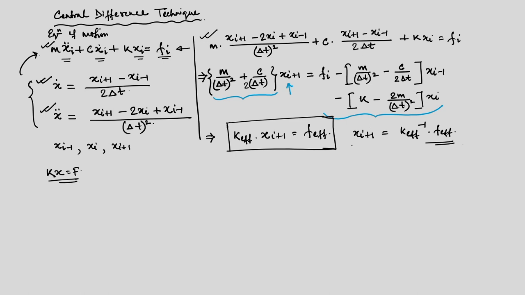The moment we evaluate xi plus 1, just note that we can easily evaluate xi plus 1 dot and then xi plus 1 double dot. That we can easily evaluate, so not a problem. We can evaluate these two using this information, and that provides us the complete solution. So, the solution at ti plus 1 is ready.